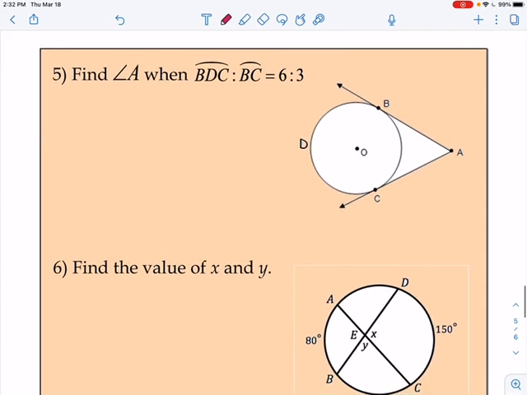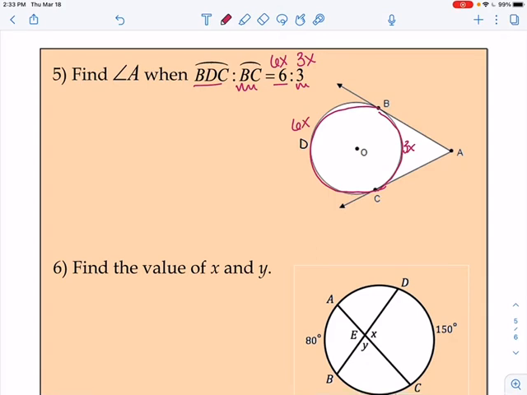Okay, here's a blast from the past now. We want to find angle A when the ratio of major arc BDC to arc BC is 6:3. So again, remember, anytime you have a word problem with a ratio involved, that means you're really attaching an x to each one of these. So arc BDC is going to be represented by 6x, and arc BC is going to be represented by 3x. BC is this arc here, and BDC is the major arc here, represented by 6x.